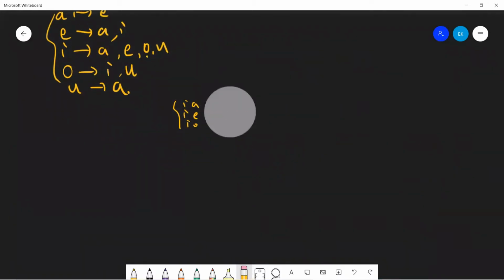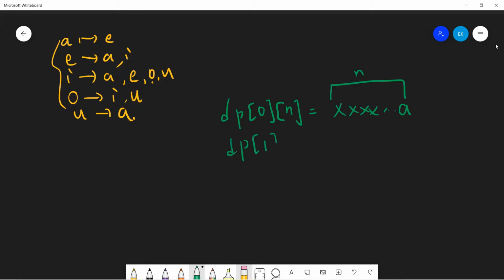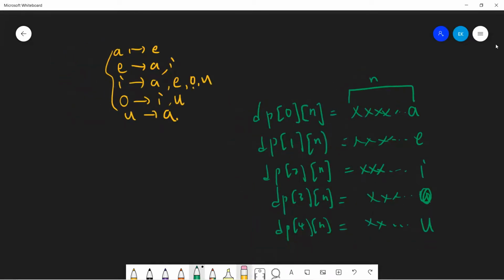So what should we do? Let's denote dp0 of n to be the number of strings of length n following the rules that end in A, and dp1 of n to be the ones ending in E, and dp2 of n those ending in I, dp3 of n those ending in O, and dp4 of n those ending in U. And we need to find a recursion.